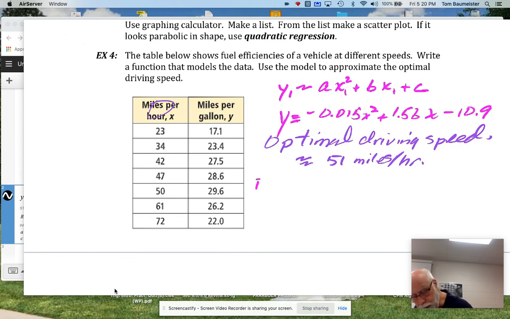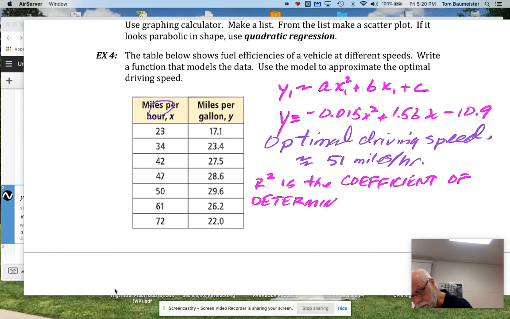All right, and just real quick here, again, remember what I just told you, that the R squared is important to us, and it is the coefficient of determination. And again, the closer R squared is to 1, the better the fit.